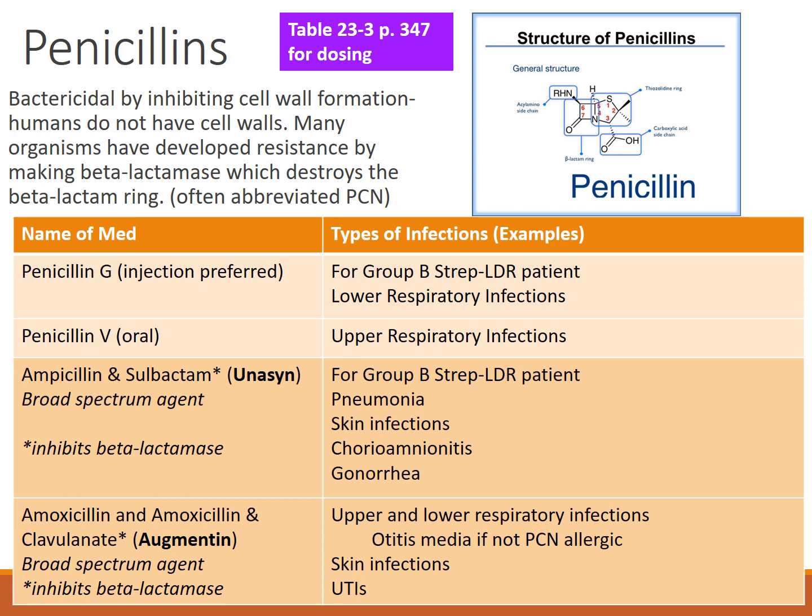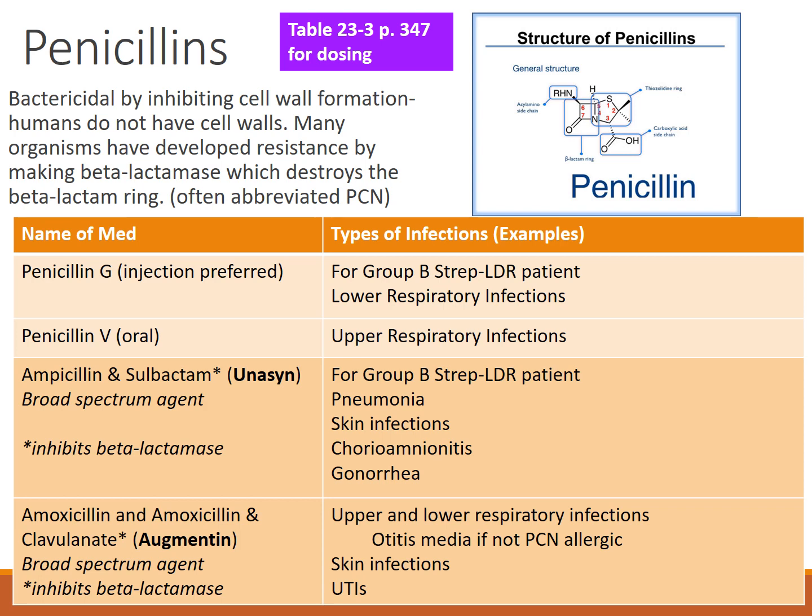All right, so penicillin G, injection is preferred for that. And that's used for group B strep. So we use that for our labor patients a lot. It's also used for lower respiratory infections. And then we have Pen V, which is oral, and that's for upper respiratory infections, strep throat, things like that.